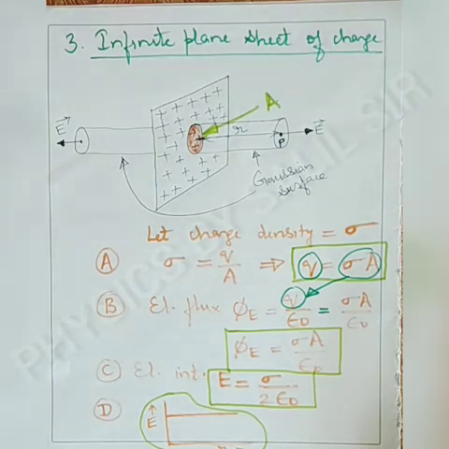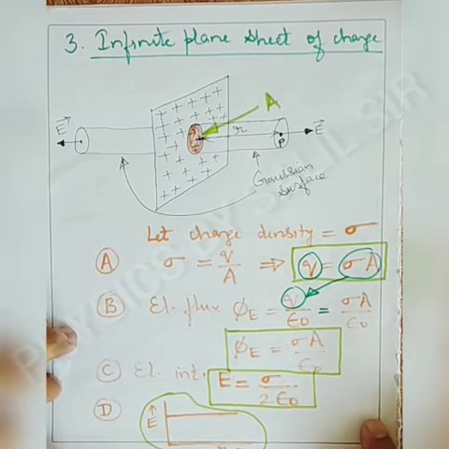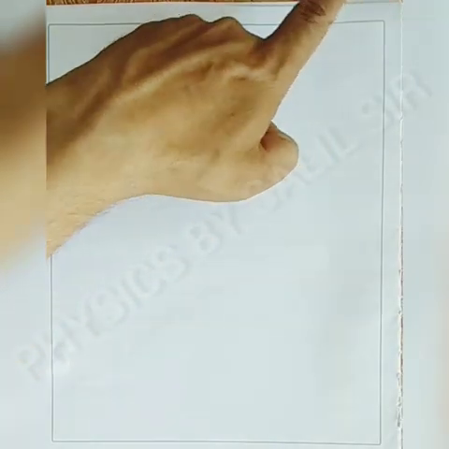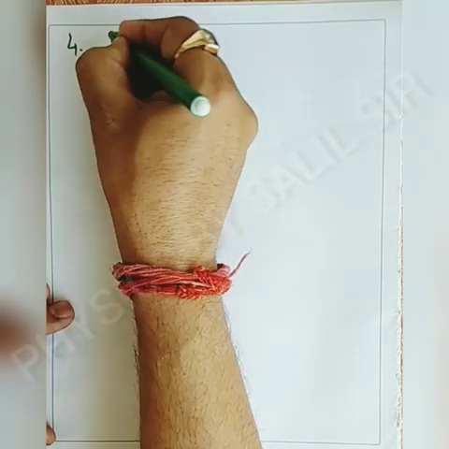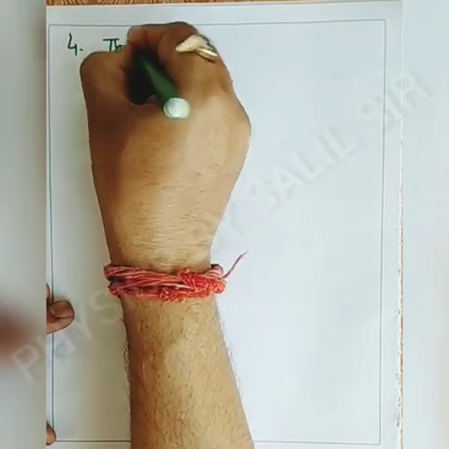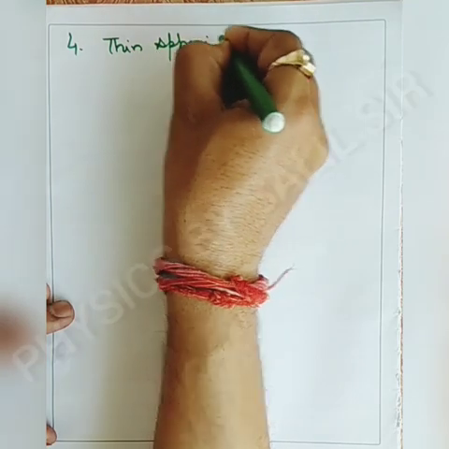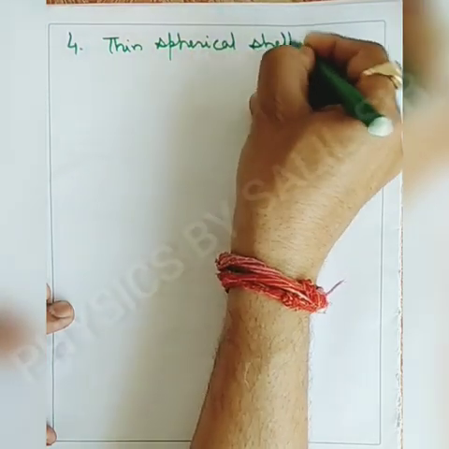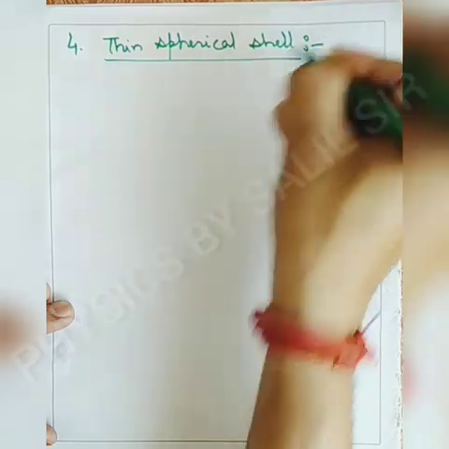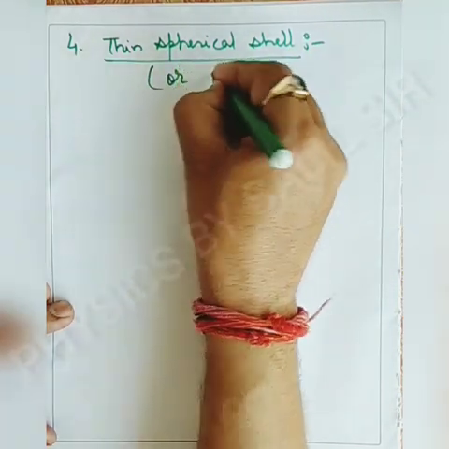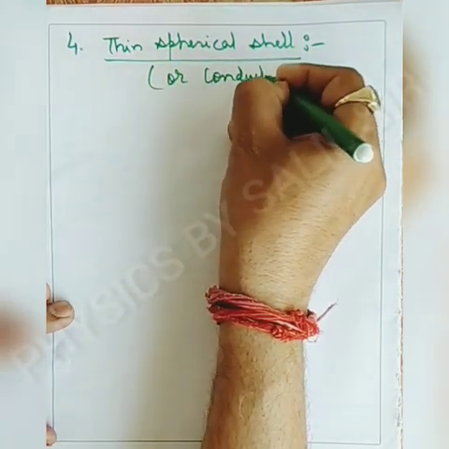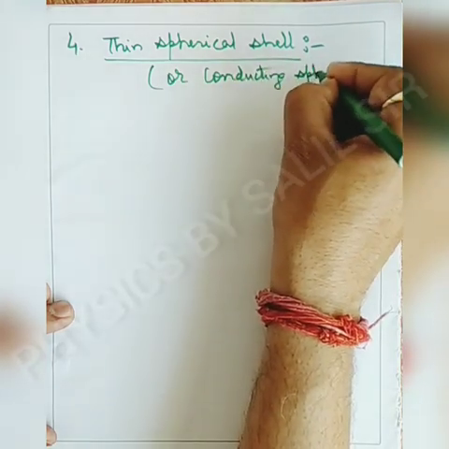Now the last one, the fourth one, is application of Gauss law on thin spherical shell, or we can say conducting sphere. Shell or sphere, dono mein ye same thing hoti.